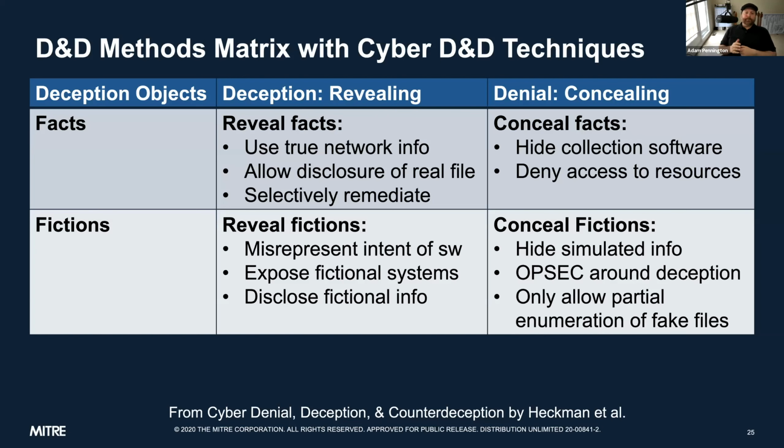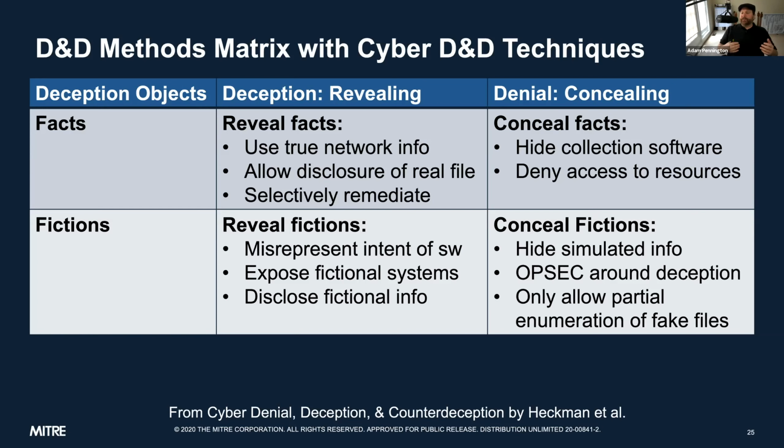So for revealing facts, we might decide that our adversary probably already knows our network information. They can look it up on ARIN, they know our IP space. And so we might use our true network info in our operation. So, our real IP space. We might include some real files in there. We may want to reinforce the deception by actually giving them some real information we're willing to let the adversary have. Or we might selectively remediate. So we might let the adversary see us do some of our defensive measures in order to see how they would react to them in the real world.